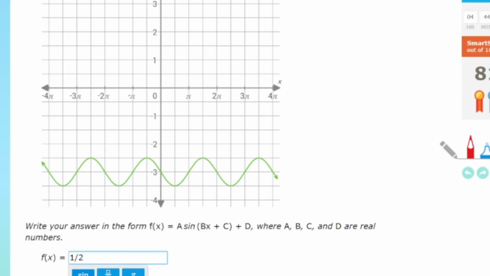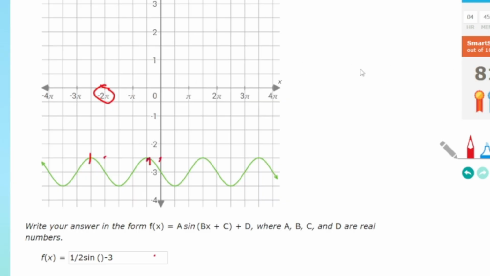The distance is 1, so we divide it by 2. Our D, the midline, is -3, so we could just put -3. We're trying to find a period now. It's this part and this part. We could move it if we want to. So here a dot and here a dot. 2 pi is our period.